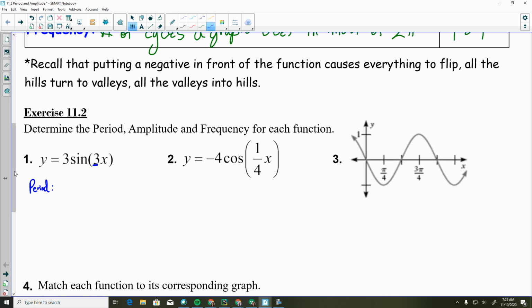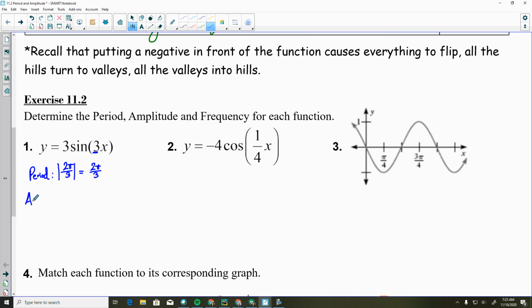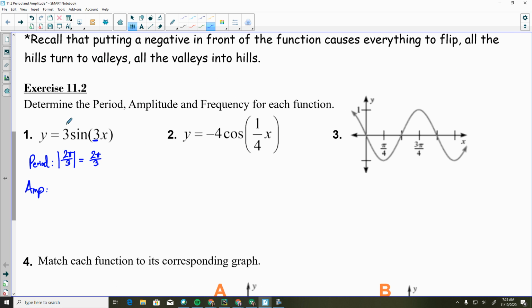Okay? So if I do 2 pi divided by 3, and then the absolute value of that, which just makes it positive, that is my period for the function. And then the amplitude, that is just going to be the absolute value of a. So whatever number is right in the front, which is 3, that is my amplitude. And then finally, the frequency is the absolute value of that b, so it is also 3 as well.